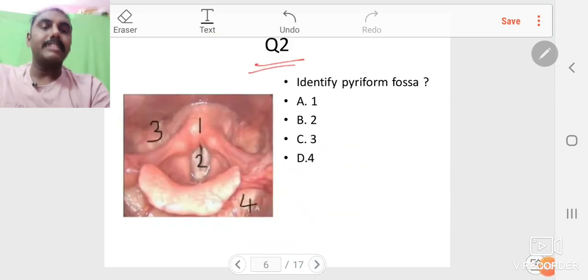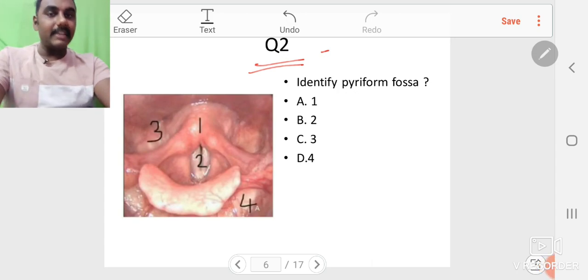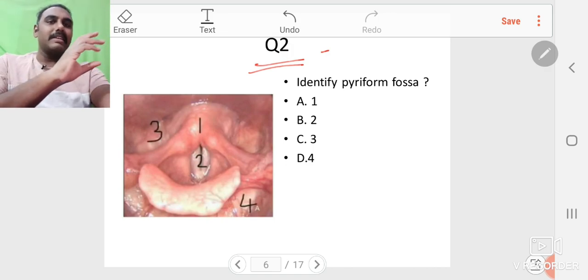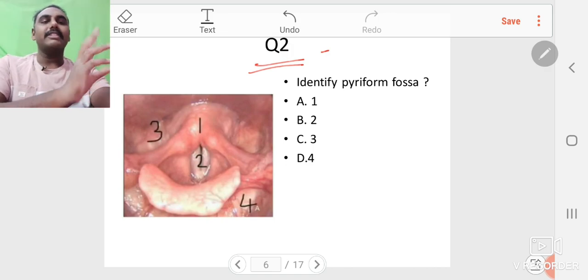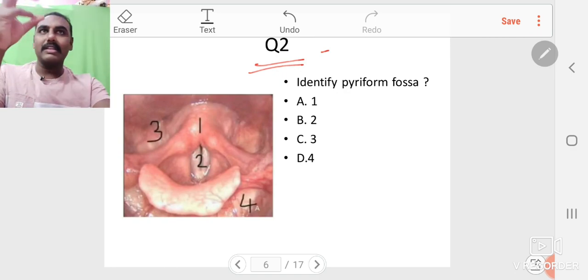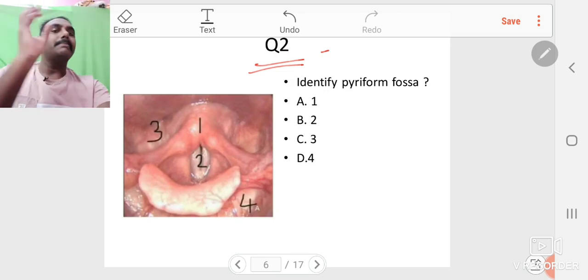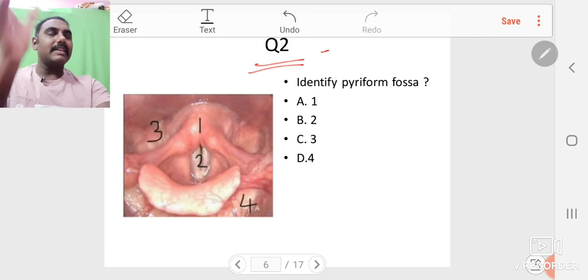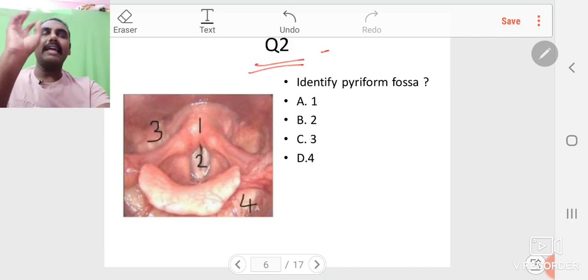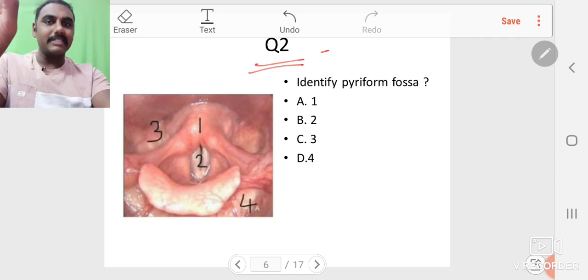Question number 2. Nowadays AIIMS is also going more clinical oriented. In the coming years, I hope all the upcoming CRRIs who are appearing for exams will be practical. The simple question they asked: identify the pyriform fossa, that is it. If we have attended our ENT clinical postings during our CRRI period, we will know it.